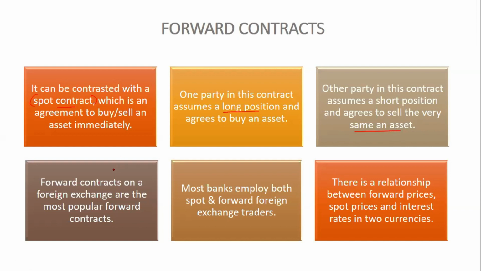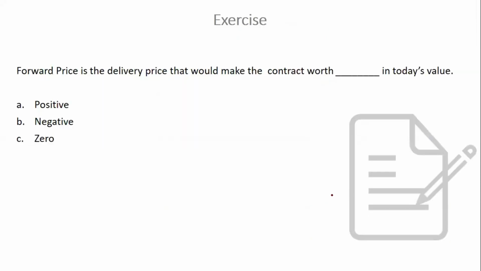Okay. Forward contract on a foreign exchange are the most popular forward contracts. If we specifically talk about banks, we trade in huge quantities in the forward market, specifically in currencies. Most banks employ both spot and forward exchange traders. And there is a relationship between forward price and spot price. And this relationship is mainly dependent upon the interest rate between two currencies. Okay. We are going to talk about in detail when we are going to talk about the pricing of a forward contract. Okay, just a simple exercise.